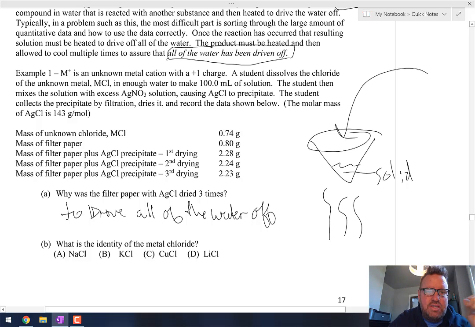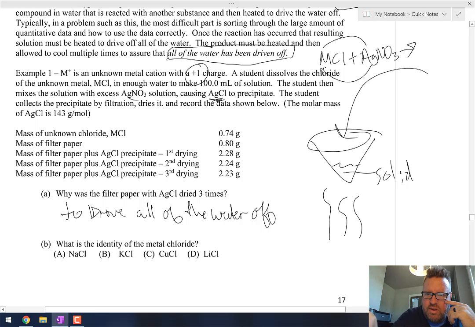It says M+ is an unknown metal cation with a +1 charge. A student dissolves the chloride of the unknown metal, MCl, in enough water to make 100 milliliters of solution. They mix the solution with excess silver nitrate to cause AgCl to precipitate. So the equation would be MCl reacting with AgNO3. This is a double replacement reaction where AgCl is a solid, and MNO3 is going to be soluble.